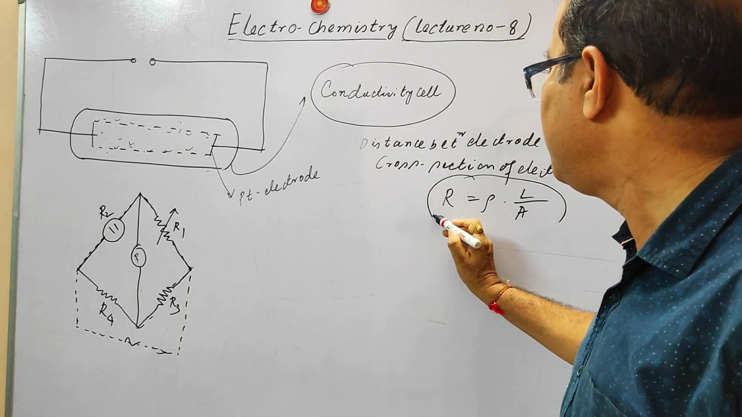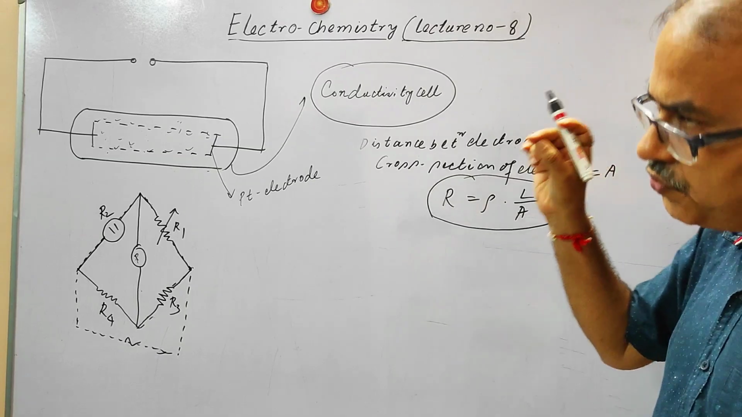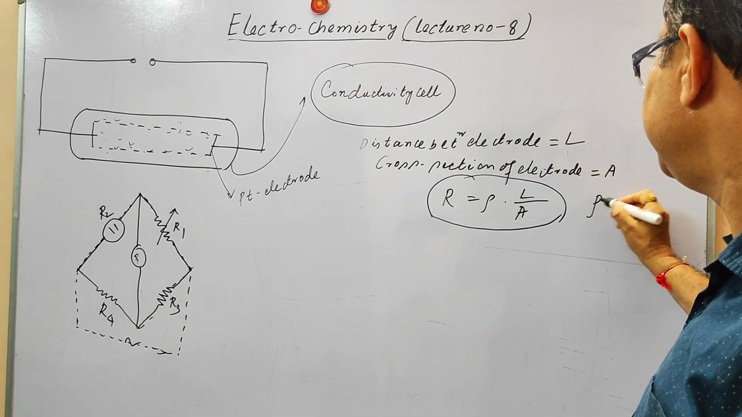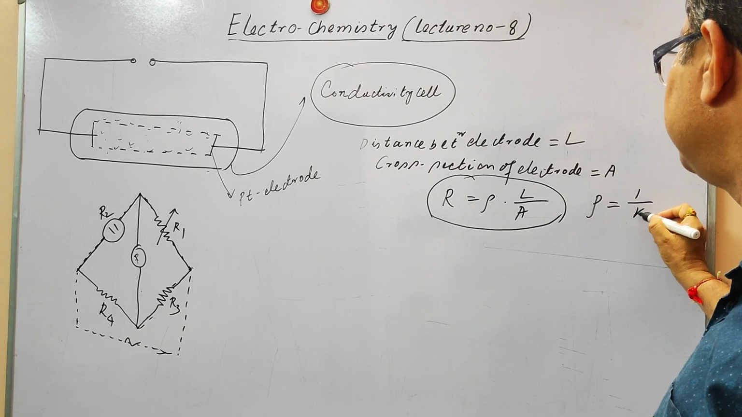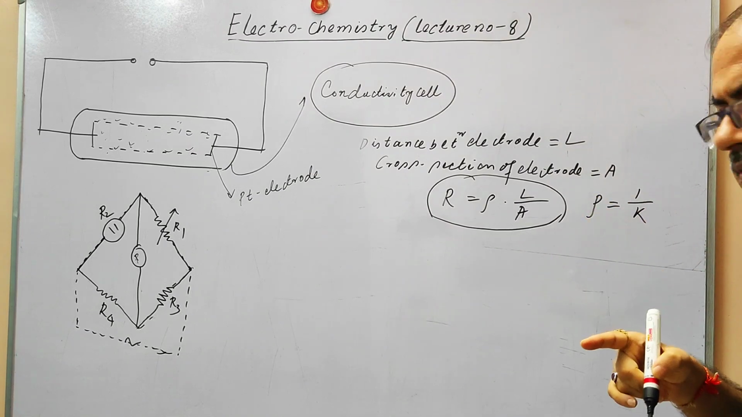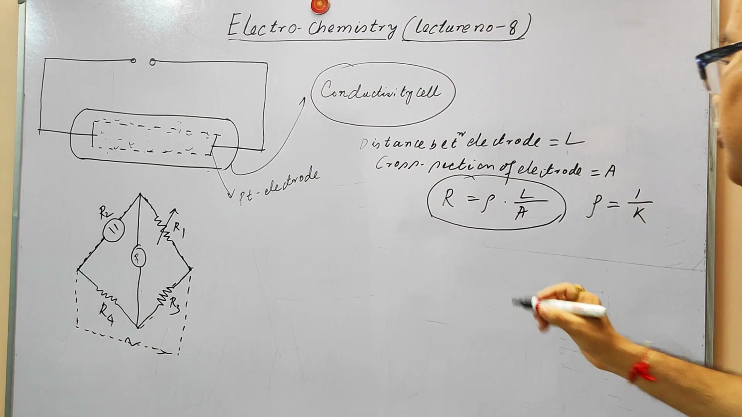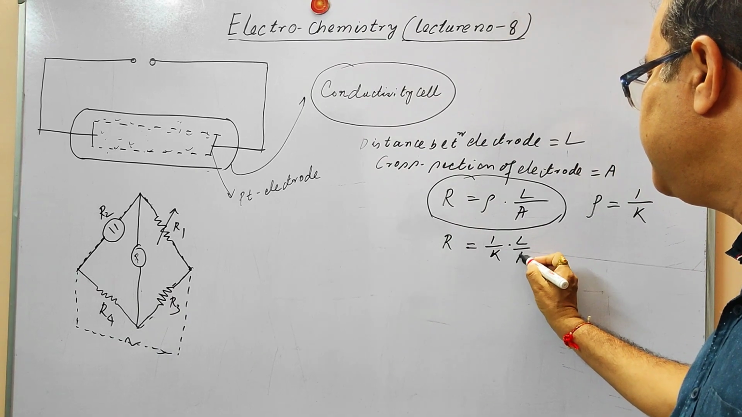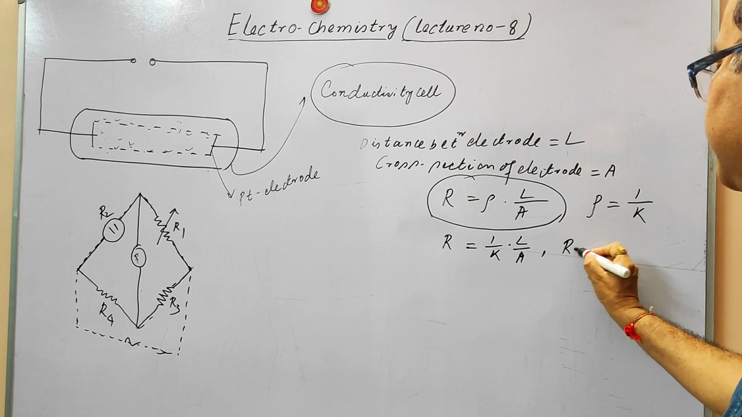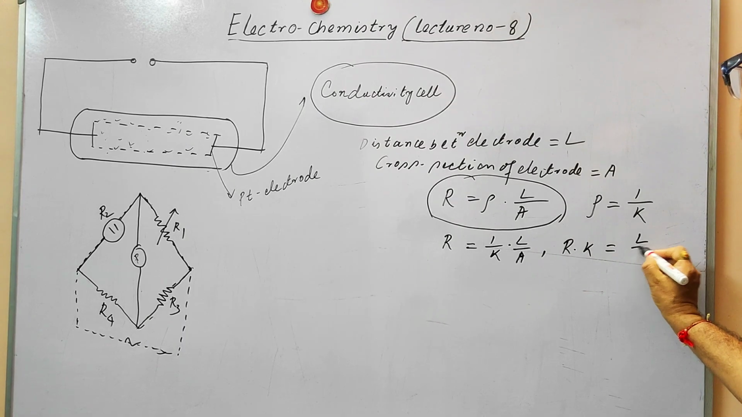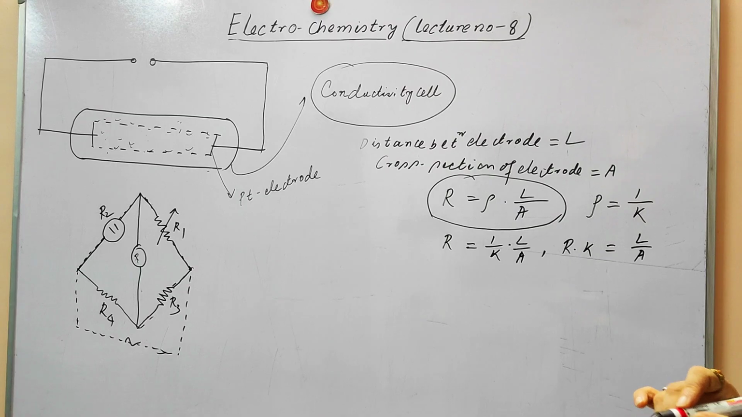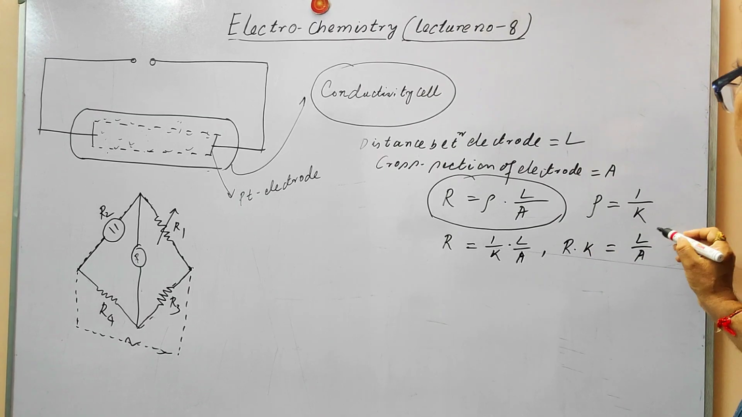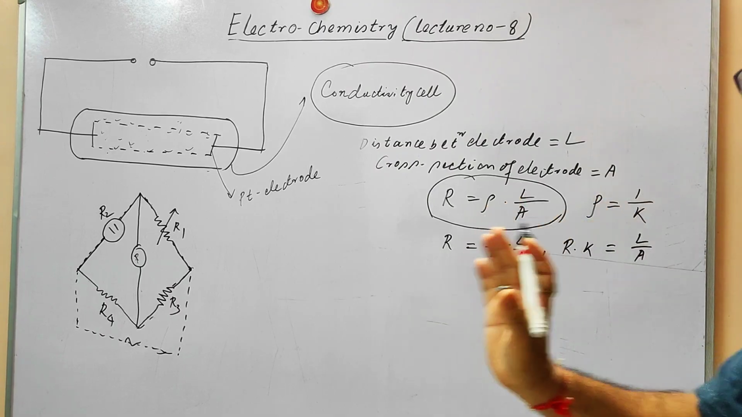And now this equation we have to correlate with the conductivity. How do we know? Conductivity is basically the reciprocal of the resistivity. So we can now put here R is equal to 1 by K into L by A. So now we understand R into K is equal to L by A. Right? Now this equation also can be written in this way, that 1 by R, that will be discussed later on.